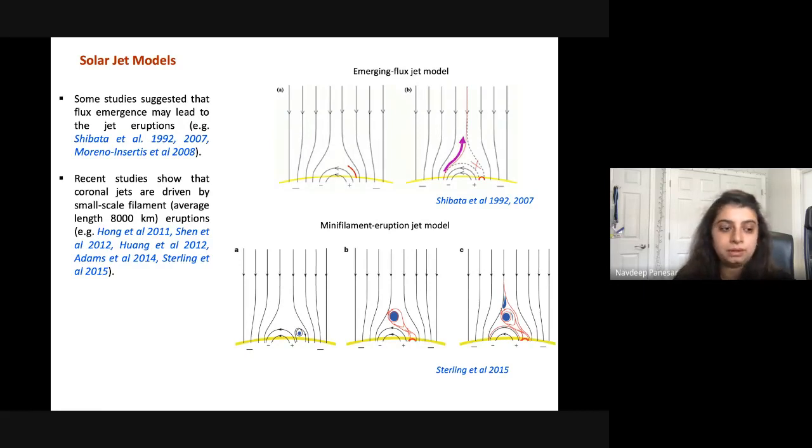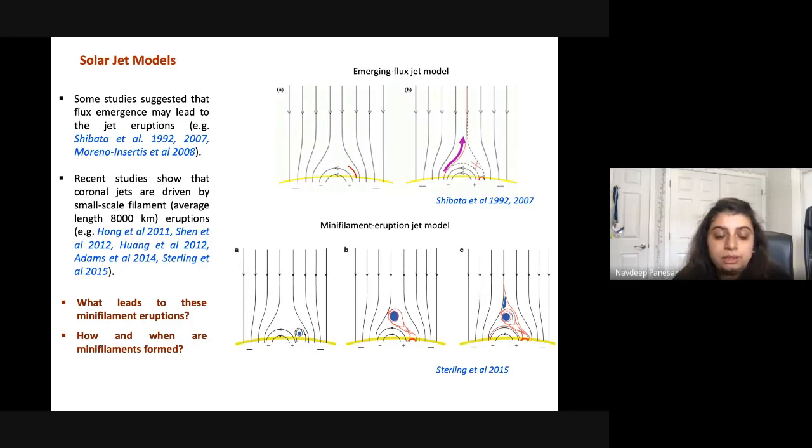In this model, there were two open questions. The one was what leads to the eruption of mini filaments, and the second one, how and when are mini filaments formed. We investigated the triggering and formation mechanism of pre-jet mini filaments in a series of papers that I will show you in the first part of my talk.